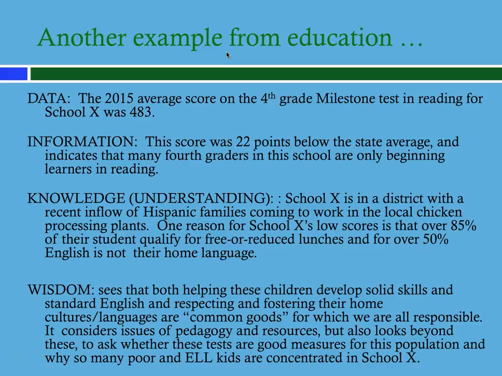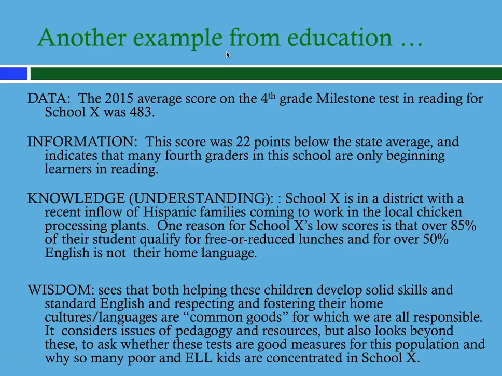So knowledge and understanding in this case is that School X is in a district with a recent inflow of Hispanic families coming to work at the local chicken processing plants. And so one reason for School X's low scores is that over 85% of their students qualify for free or reduced lunch, and over 50% English is not their home language.